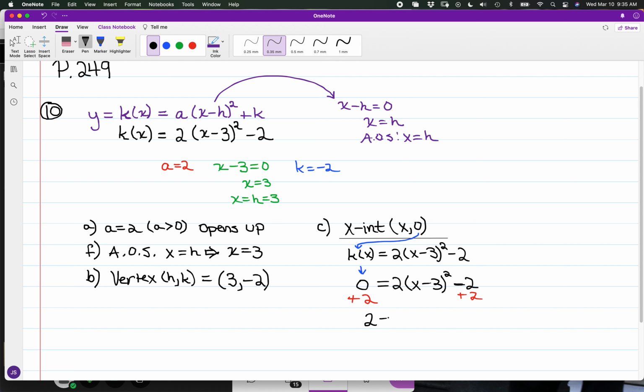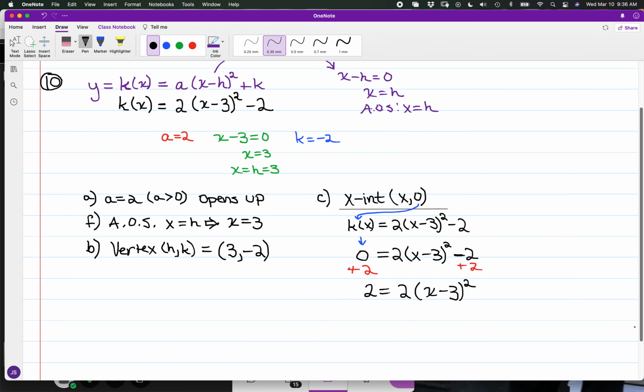And so in the rewrite, you have 2 is equal to 2 times the square of x minus 3, and looking at dividing the equation by 2.